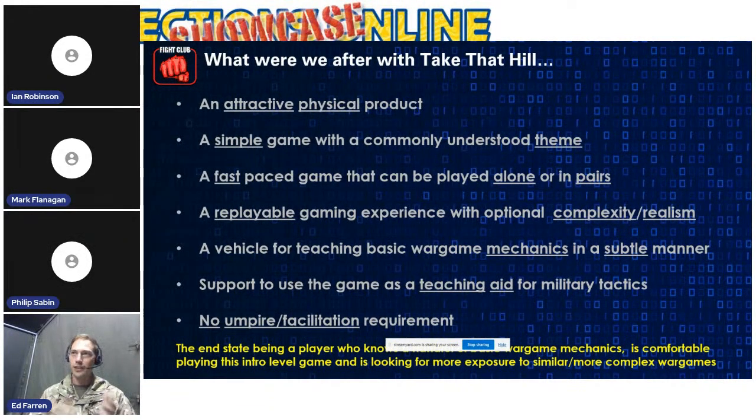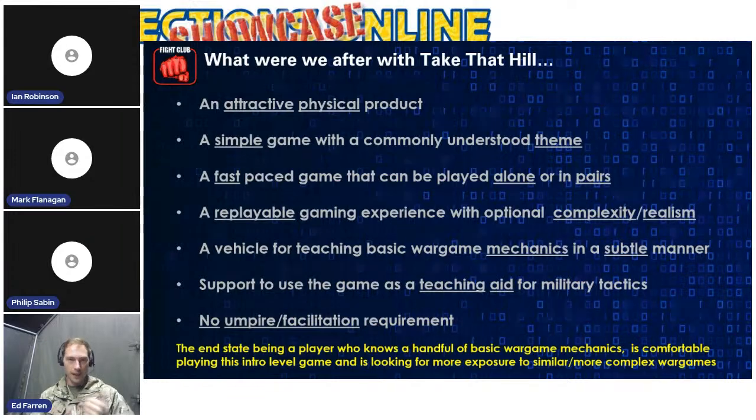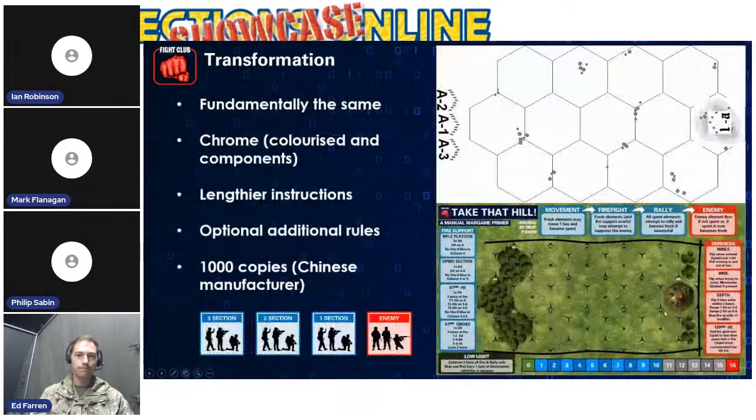So pretty much just as I was saying in the verbal over the top, that's everything we were after with Take That Hill, and the end state being a player who knows a handful of basic wargame mechanics, the hexes, the turn impulses, the I go, you go, all that stuff that Phil's mentioned, and is comfortable playing this intro level game, and is therefore also looking for more exposure to similar or more complex wargames. So this is the gateway by which you enter into a wider world of wargaming. This isn't the be all and end all. I'm very conscious that some people have said, is this it? And you're like, no, this is not it. This is the start of it. And now go forth and find what it is that interests you, whatever that might be.